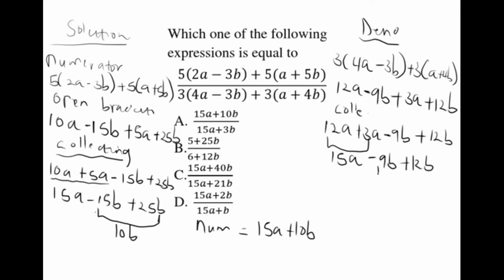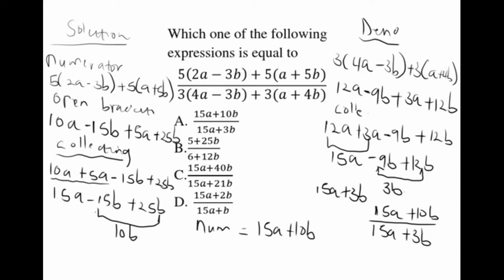In this case, we have minus 9b plus 12b. Assume that you have a debt of 9 shillings and in your pocket you have 12 shillings. In this case, we are going to pay the 9 shillings and remain with 3 shillings. Therefore, our denominator will be 15a plus 3b. We can rearrange our sum as 15a plus 10b, which is the numerator, over 15a plus 3b, which is the denominator. In this case, our correct choice is 15a plus 10b over 15a plus 3b, which is A. Therefore, our correct answer is A.